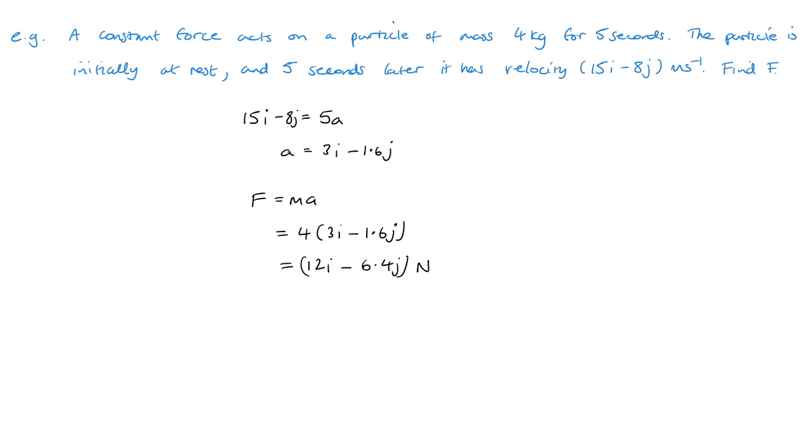Obviously, if it said find the force, the magnitude of the force, then, you know, we'd have to find the magnitude of that, which is 13.6 newtons. Okay, so if we had to find the magnitude, we'd square this, add them together, and then square root. Okay, but it doesn't say find the magnitude, it just says find F, so we can leave that as a vector.